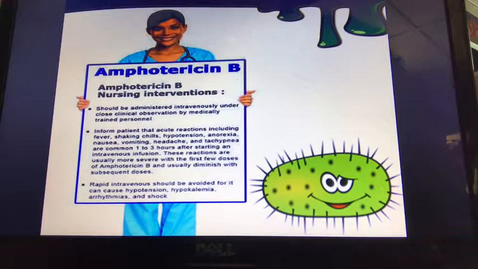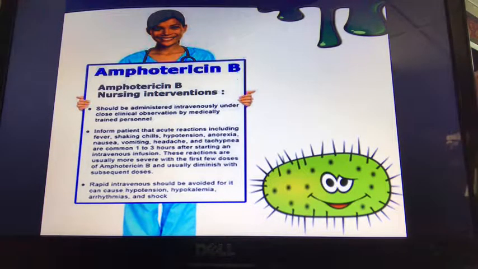Amphotericin B. This is a fungal medication. We are treating fungal infections. Know that if this is given IV, a rapid infusion can cause serious side effects such as low blood pressure, low potassium, arrhythmias, and even shock. It can cause drug-induced leukopenia.